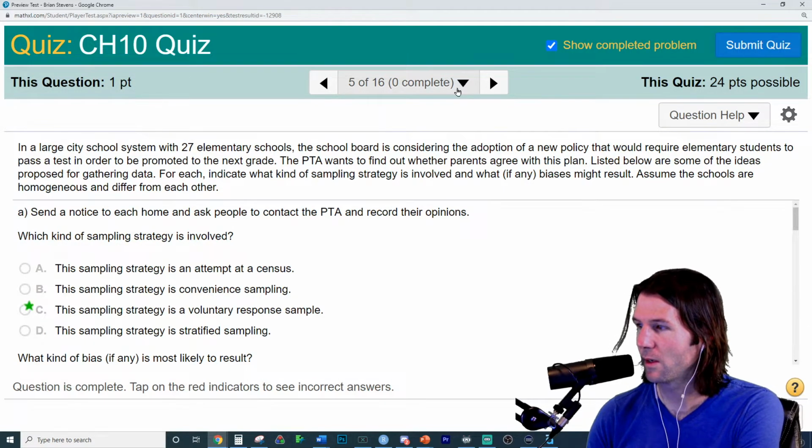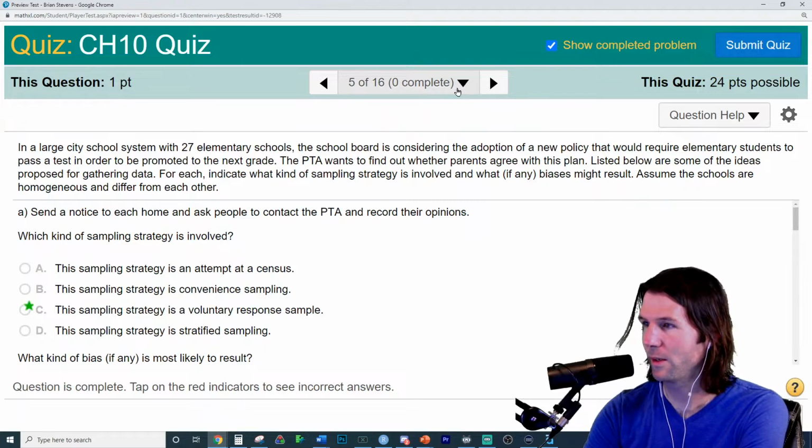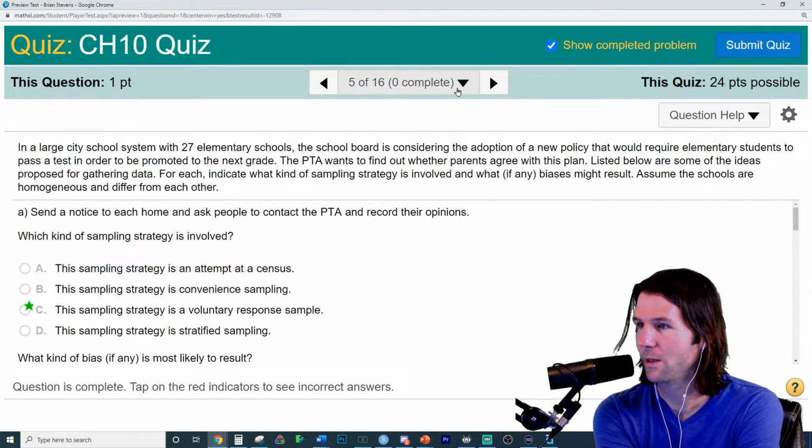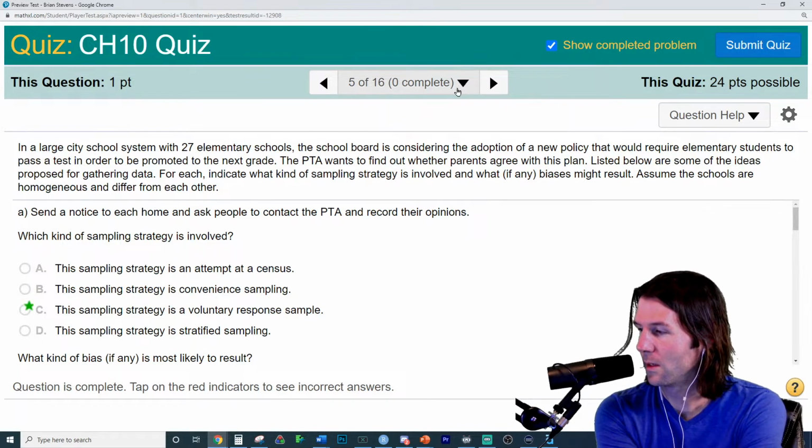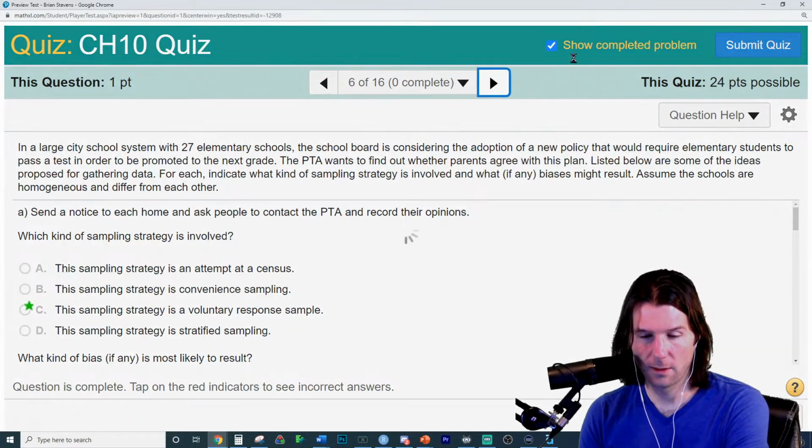Which questions are there? Feel free to let me know. We've got time at least for 2 or 3 more, I think. So that's the PTA question. Pretty tricky, but not too bad. The obesity one, you bet. Let's go.